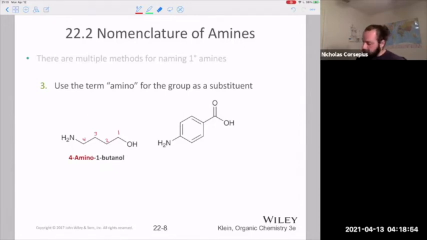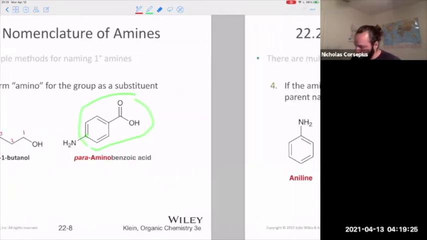All right, likewise here, remember this all by itself is a very special parent chain, benzoic acid. And I have an amine in what would be the para position. And so this is para-aminobenzoic acid. Okay, so just be prepared for when it's not going to be the highest priority group, that prefix that we use is amino.